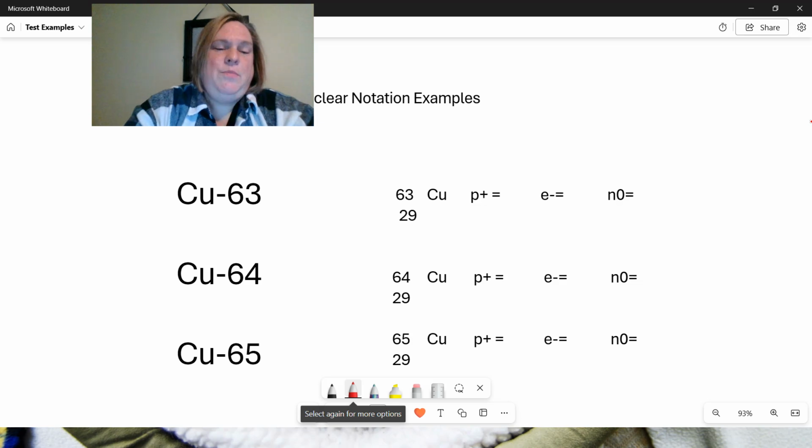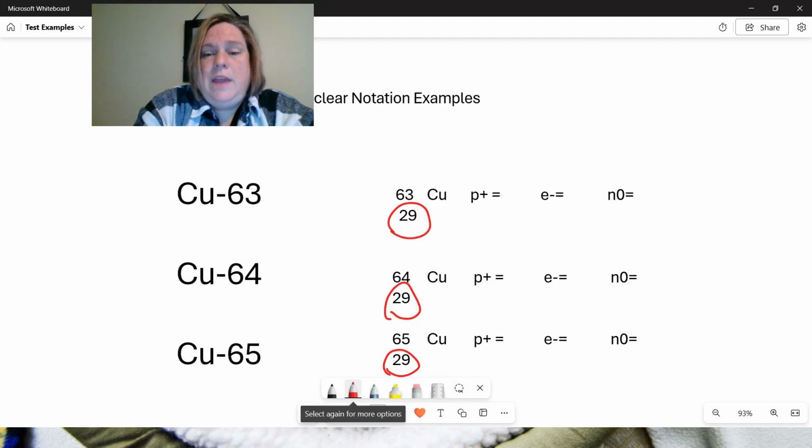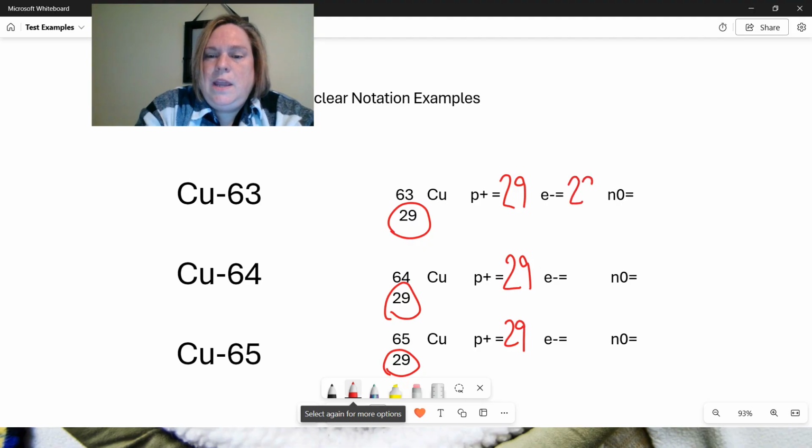So let's look at an example of copper. Copper has 3 isotopes here. We have copper 63, 64, and 65. All 3 of these coppers have the same atomic number, which makes sense because it identifies the element. So there are 29 protons in each one of these. Because I see there is no charge on here, that means there's also 29 electrons.